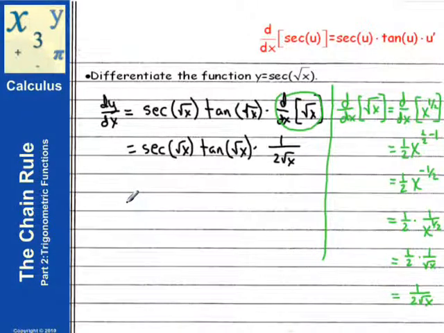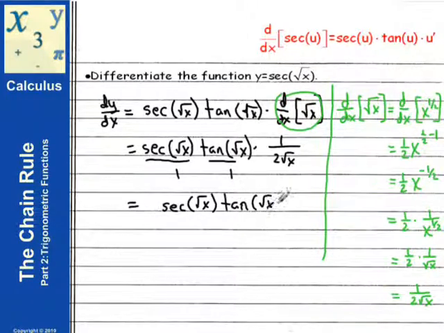We could, of course, realize that this is a fraction over 1, this is a fraction over 1, and so we would end up having secant of the square root of x times the tangent of the square root of x in our numerator times 1, and then of course our denominator would simply be 2 times the square root of x. And that's probably the way we would prefer to leave our answer.